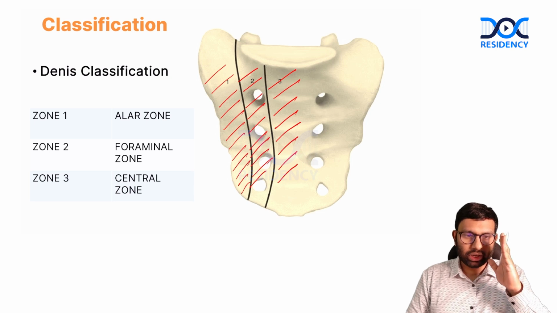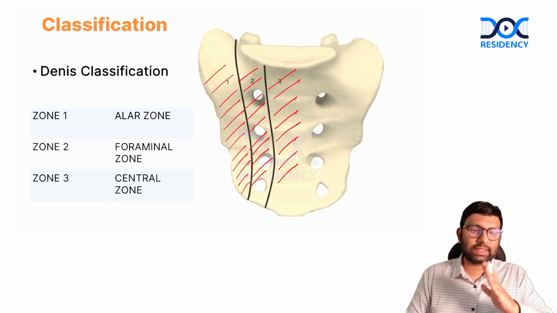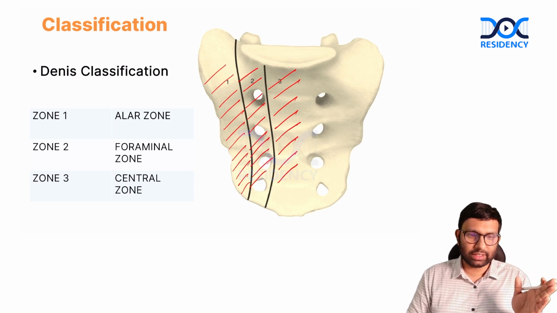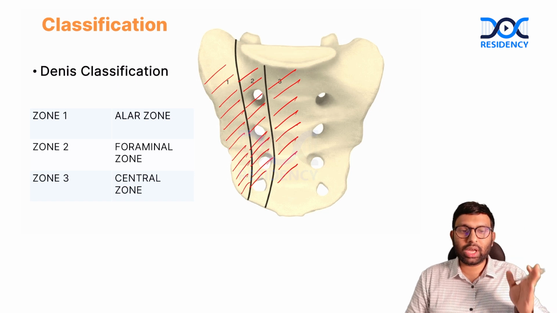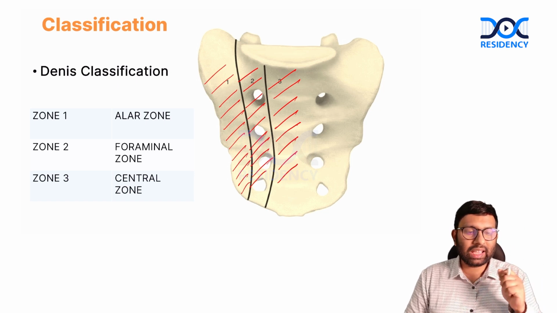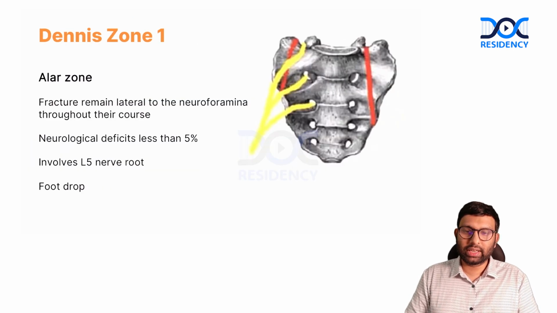If the fracture is occurring in the foramen, again in S1, S2 nerve root, there can be a foraminal injury leading to a nerve root injury. So there is a slightly higher chance of neurological deficits, but not as much as in central zone. In the central zone, you have your cauda equina nerve roots present. So if there is fracture of the central zone, very high chance of patients having neurological deficits, and that is basically what Dennis classification is.